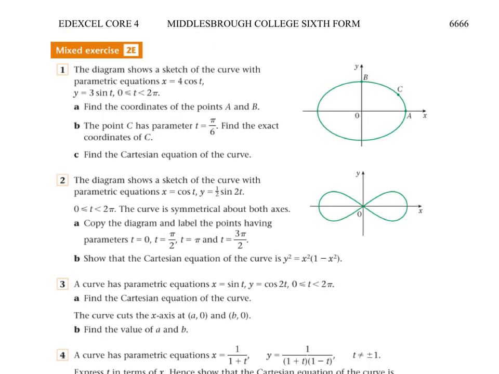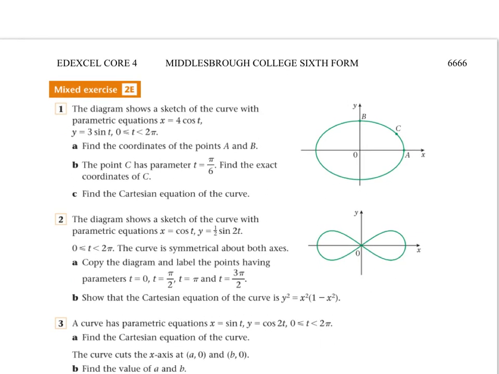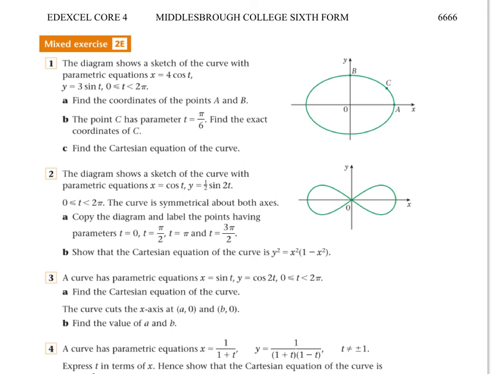The other one is 2E, a mixed exercise. What I'd like you to do is hand in on file paper by Friday the 27th of January 2017, and that's questions 1, 3, 6 and 10. That's the end of this booklet. What you might like to do is go back to the very beginning.